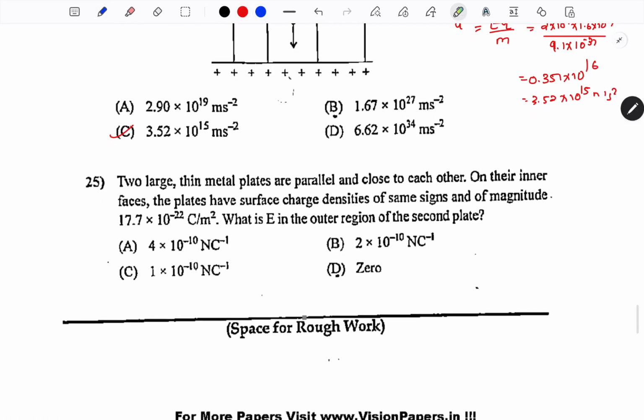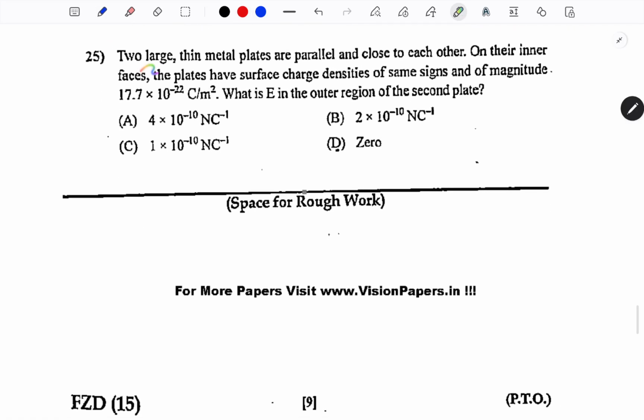See what the next question says. Two large thin metal plates are parallel and close to each other. On their inner faces, the plates have the same charge densities of the same sign of magnitude 17.7 into 10 to the power minus 22 coulomb per meter square. What is E in the outer region of the second plate?